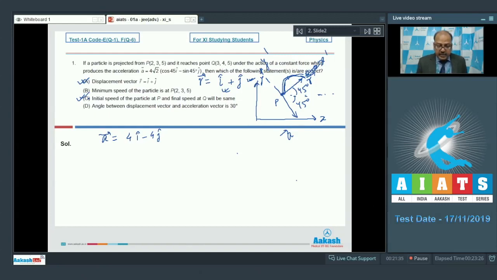Option D says angle between displacement vector and acceleration vector is 30 degrees, which is obviously wrong. We have seen that this angle is 90 degrees. So for question number 1, options A and C are correct. Let's go to the next question now.